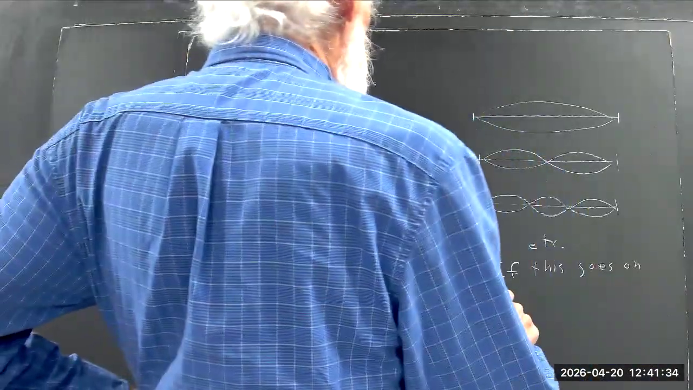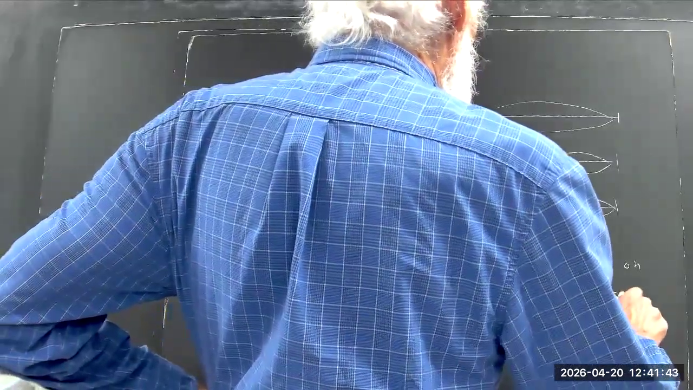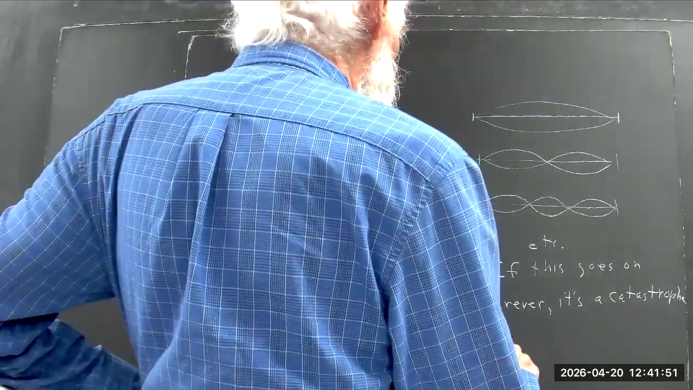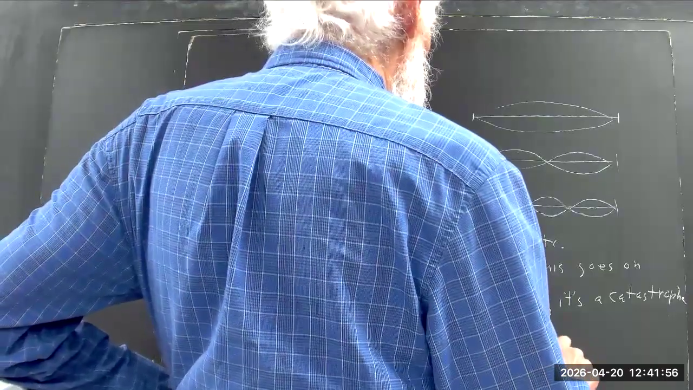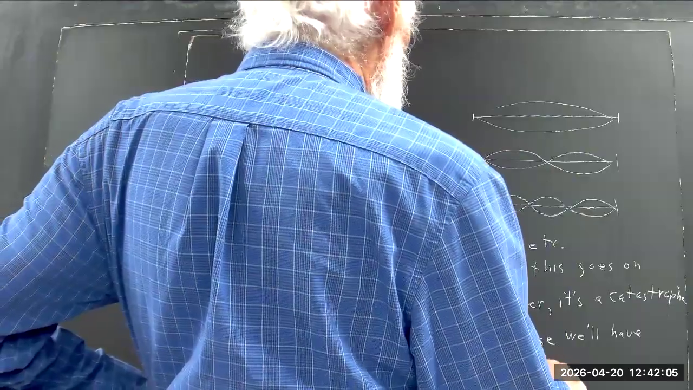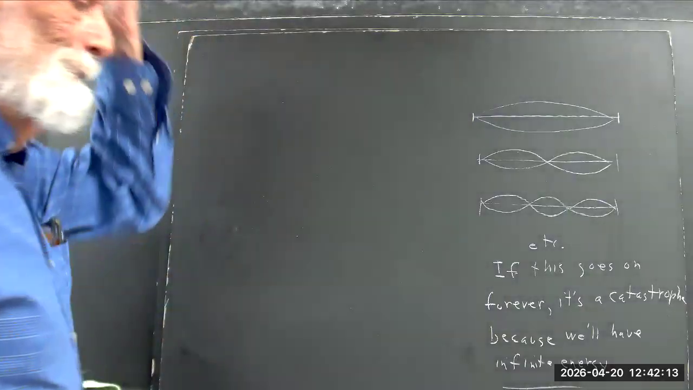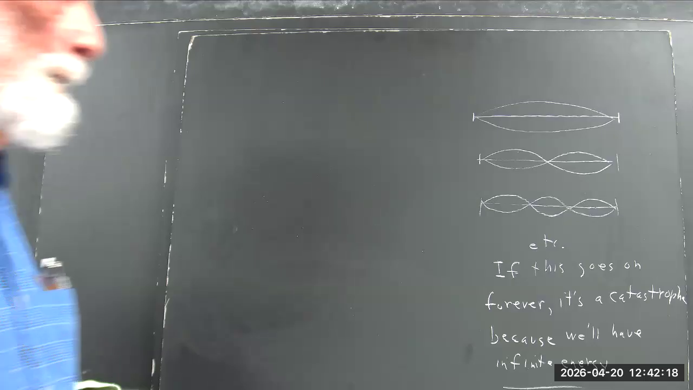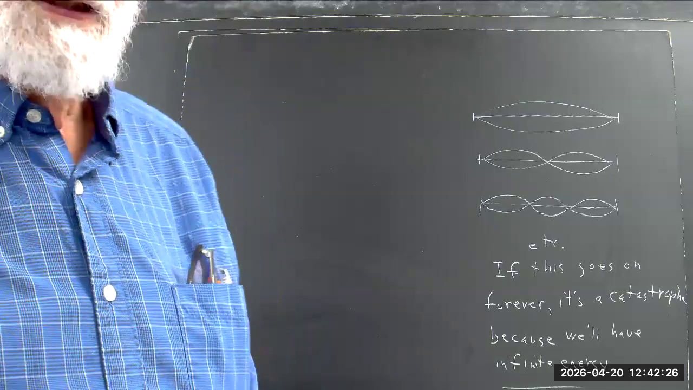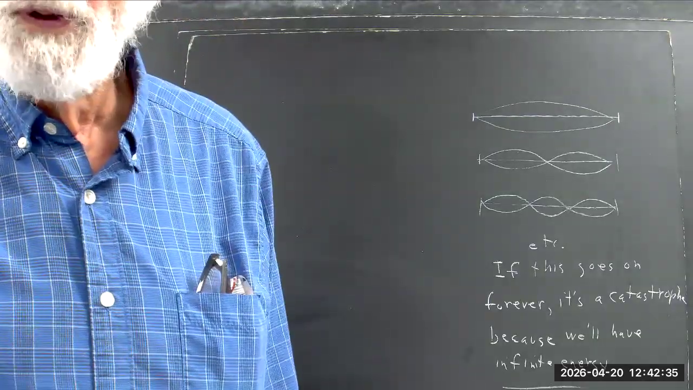If this goes on forever, it's a catastrophe. It'll have infinite energy. But there's no reason this can't go on forever if we have an ideal string. Wavelength can get as short as we want. You know from the set 6 on waves how to get the energy of a wave, right?